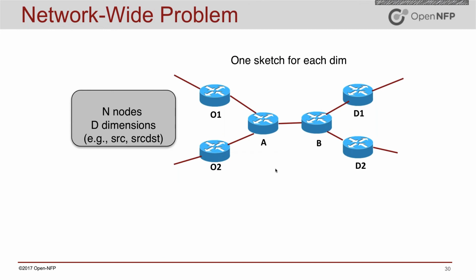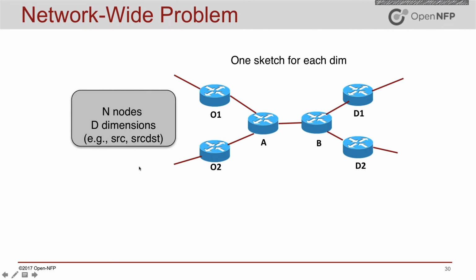So here's the network-wide problem formulation. Imagine you have a network with different routers, and you have different end-to-end flows, say from origin O1, origin O2 to destination D1, D2. So you have say 2 origin destination flows, and you have different dimensions, source and source destination, that you want to monitor.